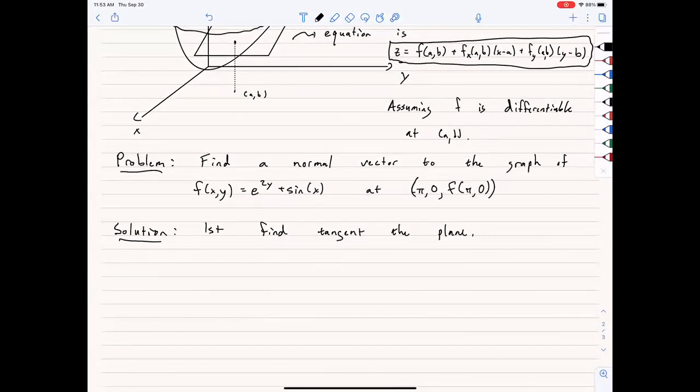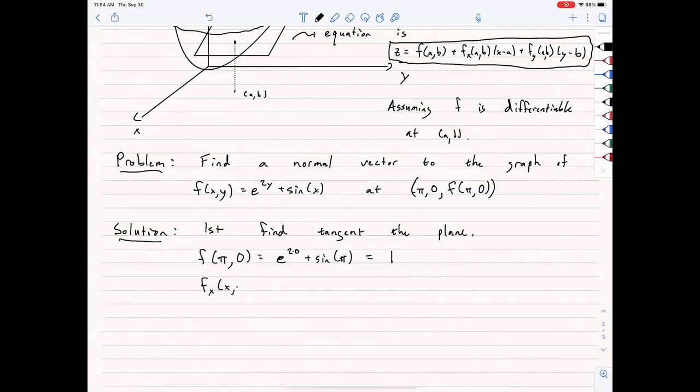All right, well, we have the equation right here, and the quantities we calculated for the linear approximation are the same quantities we need to calculate now for this function. So we'll need f of (pi, 0). Well, that's not too hard. That's e to the 2 times 0 plus sine of pi. e to the 0 is 1, sine of pi is 0. Great.